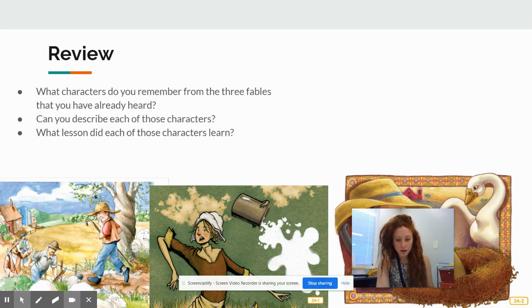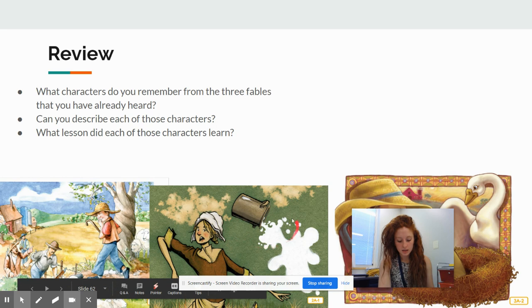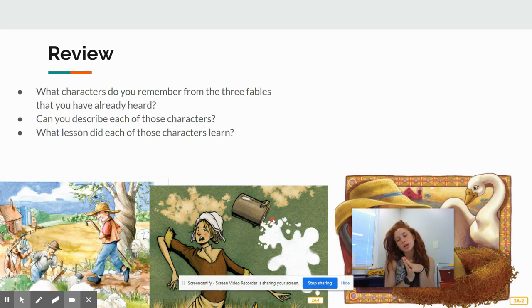And then the next one was The Maid in the Milk Pail, and she was thinking about how pretty she was going to look in that dress, and she had that milk pail balanced on her head, and she was going to sell that milk for a pretty dress. But when she was going, her milk pail fell off of her head, and she lost all the milk, and she wasn't able to sell it for her beautiful dress, right?